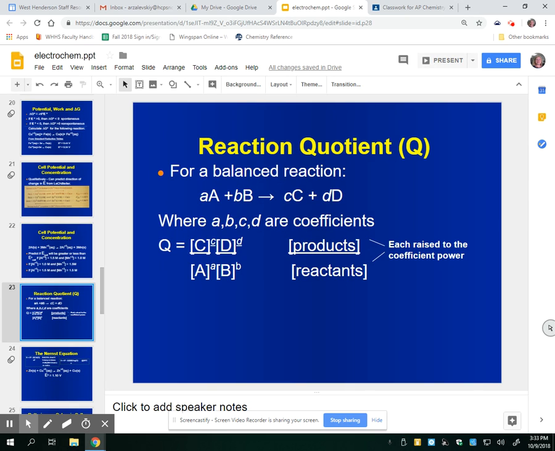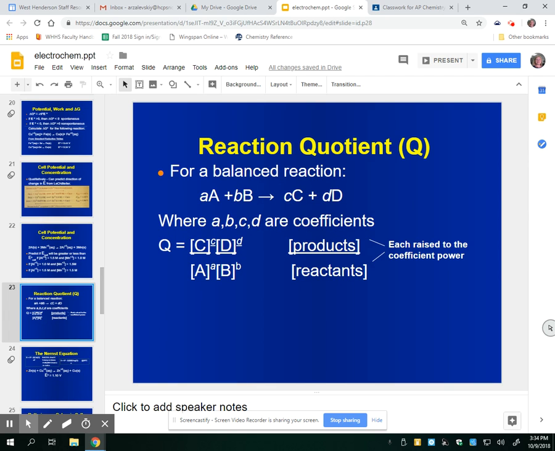So when we are finding this reaction quotient, if I have a reaction here with my capital letters representing my substances and the lowercase letters representing my coefficients, Q is always the concentration of the products over reactants, each raised to its coefficient power, every single time.